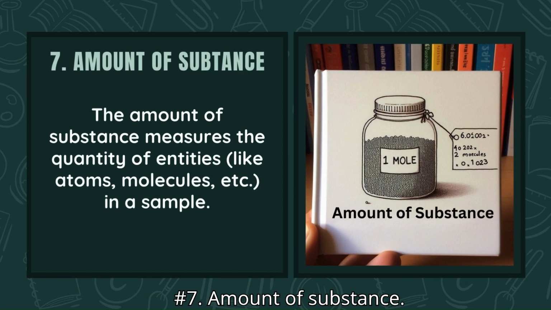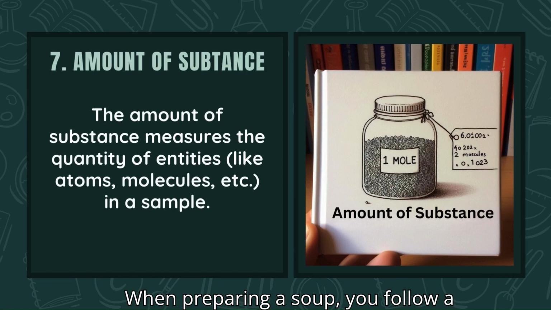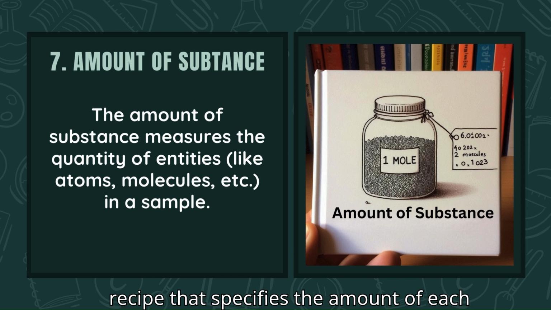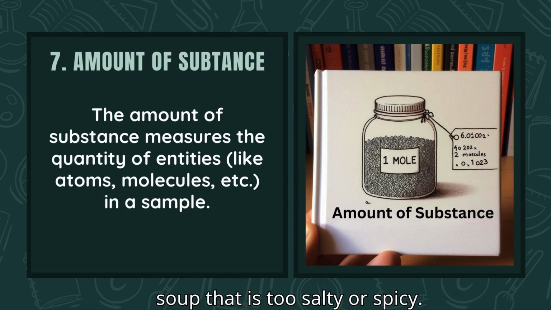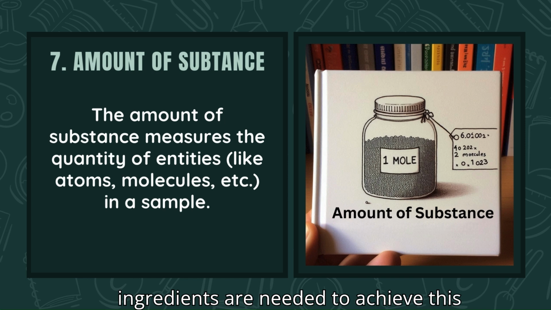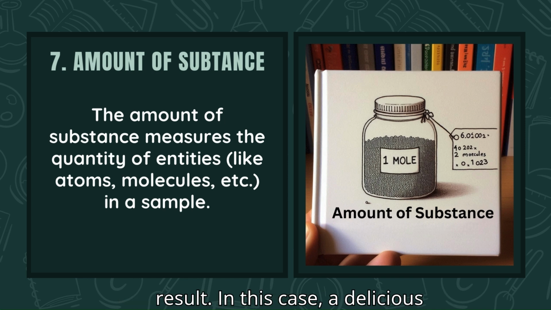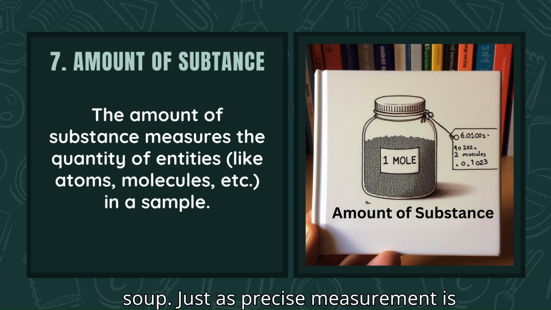Number 7, amount of substance. When preparing a soup, you follow a recipe that specifies the amount of each ingredient. You don't want to taste a soup that is too salty or spicy. Therefore, specific quantities of ingredients are needed to achieve this result. In this case, a delicious soup.